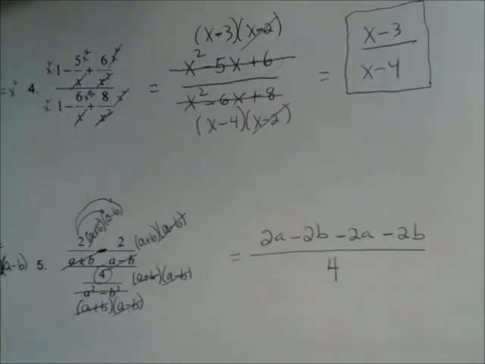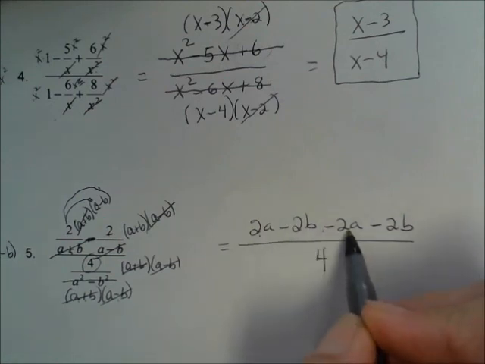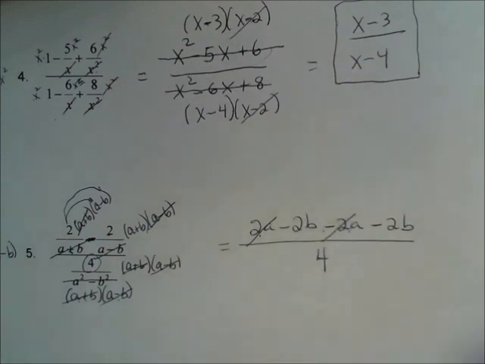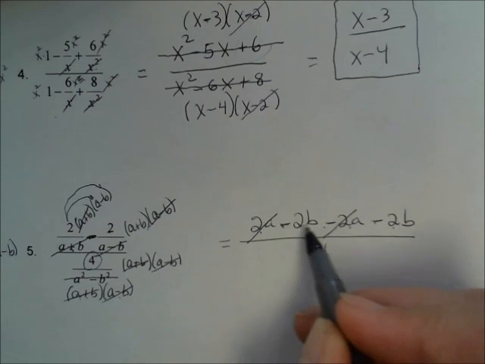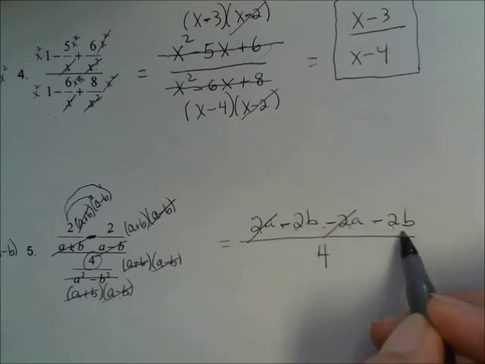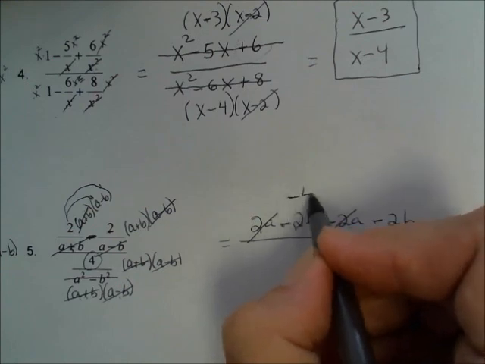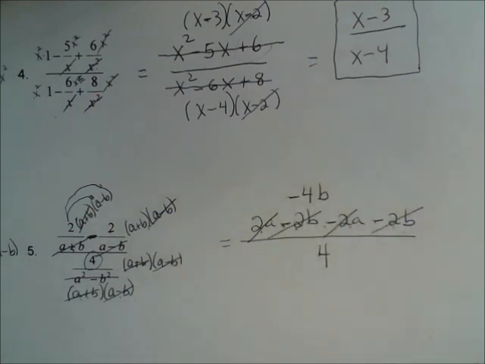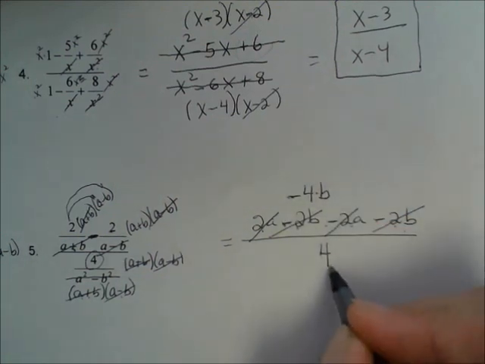So now let's clean this up. What can we do? 2a minus 2a is 0. Negative 2b minus 2b, well, negative 2 minus 2 is negative 4. So negative 2b minus 2b is negative 4b. And now we're left with a negative 4 times b all over positive 4.